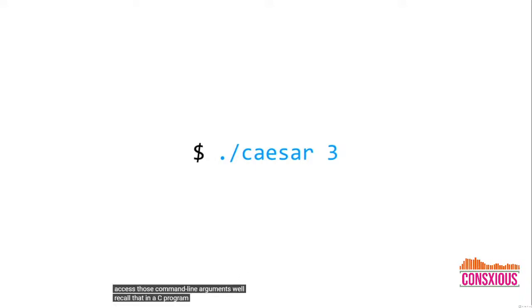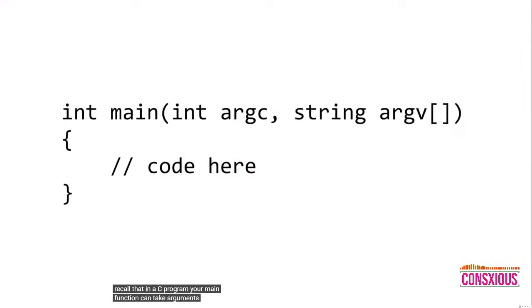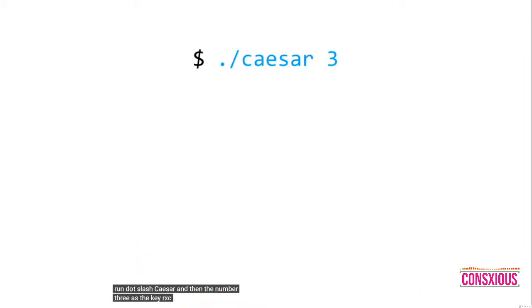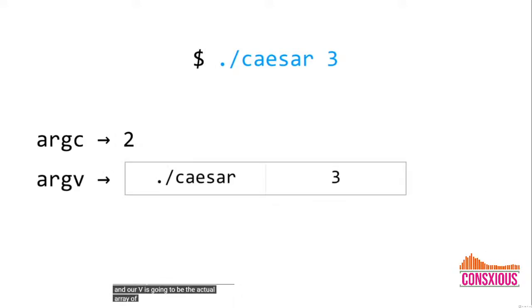Well, recall that in a C program, your main function can take arguments. It can take an argument called argc, which is going to represent the argument count, the number of command line arguments, and also an array of strings called argv, representing each of those command line arguments. So for example, if I were to run ./caesar and then the number 3 as the key, argc would be 2. I typed in 2 things, ./caesar and 3. And argv is going to be the actual array of strings representing those arguments. And recall that when you have an array, you can access an individual element of that array using square bracket notation.